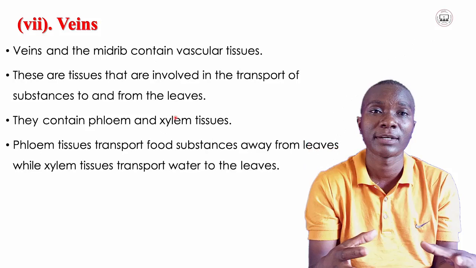Phloem tissues transport food substances away from the leaves. Once food is being made in the leaves, the phloem transports this food from the leaves and gives it to other parts of the plant. While the xylem tissues transport water to the leaves. Once water has been absorbed, it is transported to different parts of the plant and to the leaves through the xylem tissues.